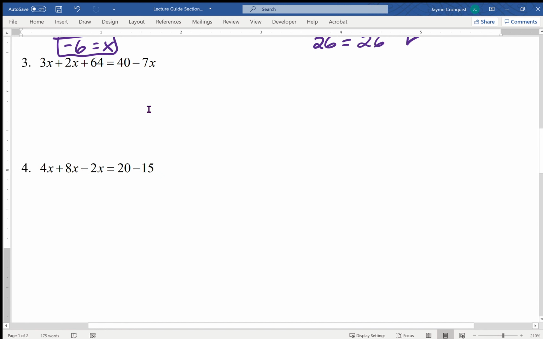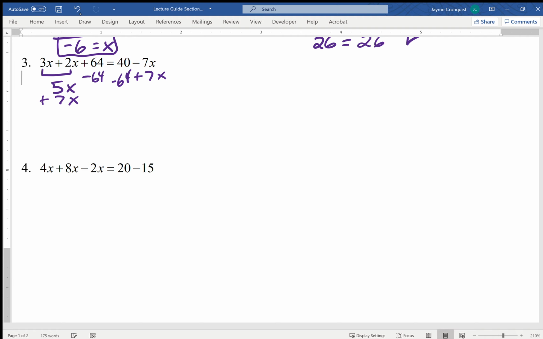All right, now we're going to combine like terms so we can simplify each side. So I'm going to add 3 and 2x. Whoops. That's going to give me 5x. Okay, so I'm going to add 7x. I'm going to subtract the 64. So 5 and 7 is 12, so I have 12x equals 40 minus 64, which is a negative 24. Divide both sides by 12. I'm going to get that x equals negative 2.